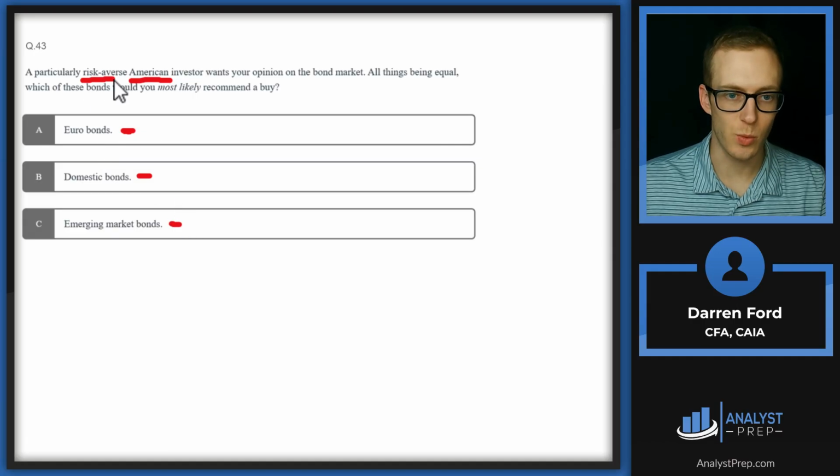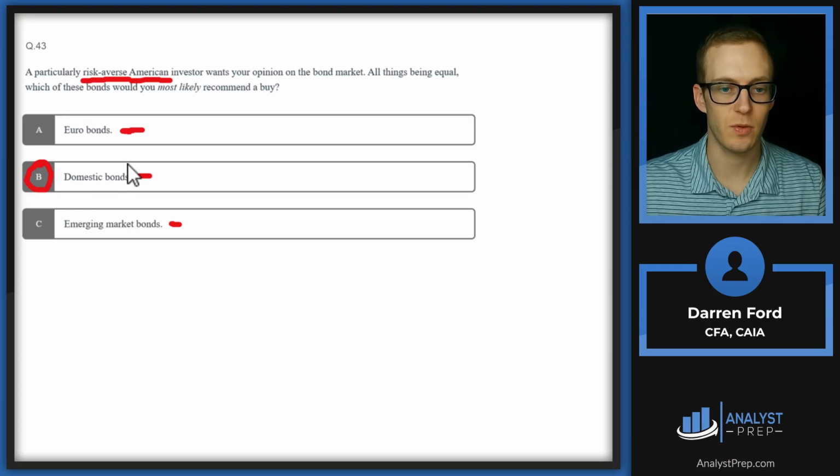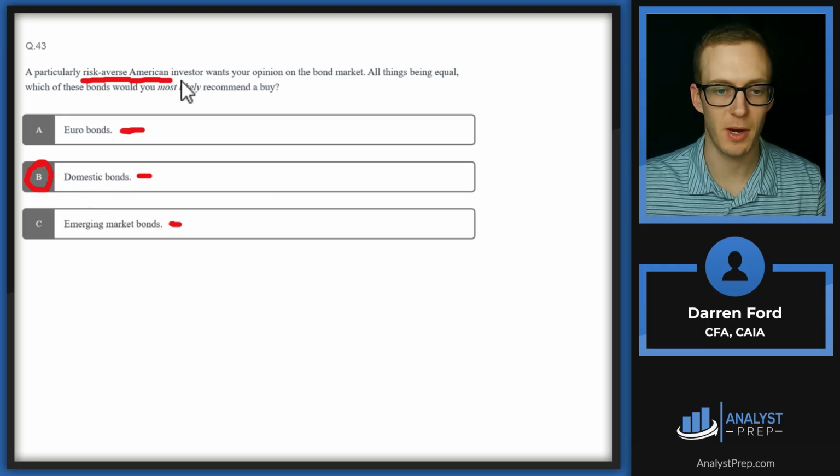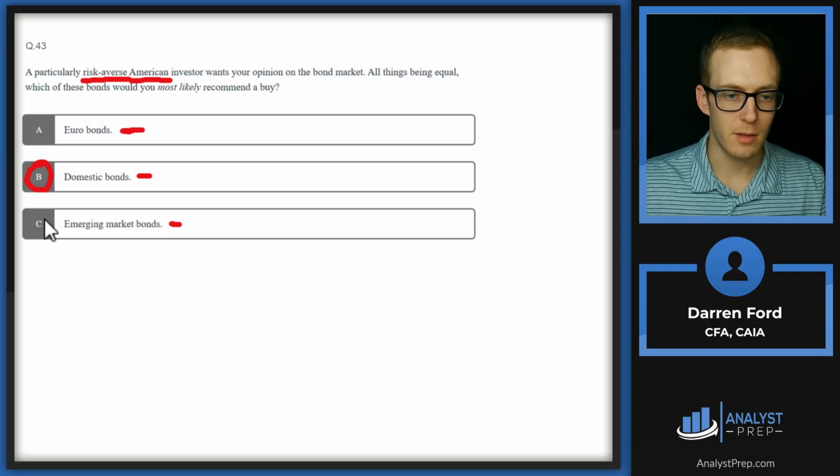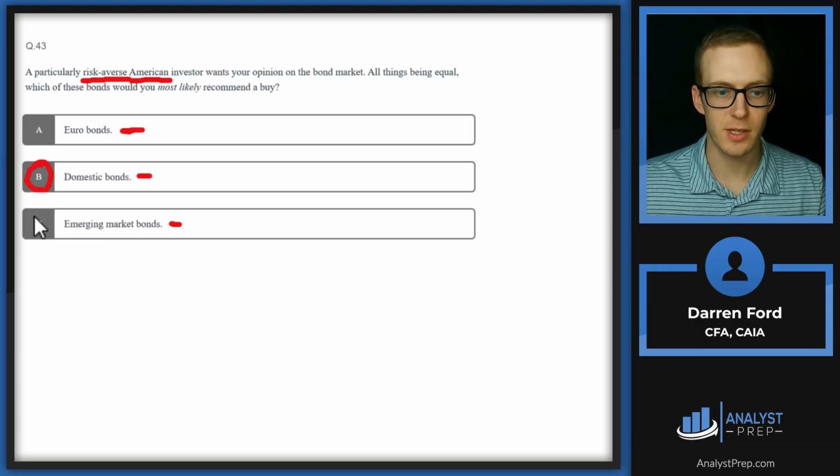So this investor is risk averse, so all things being equal, you'd likely recommend domestic bonds in this case, because one thing that Eurobonds are going to have relative to domestic bonds, even if these are in high quality, low chance of default countries, is that they're going to have some currency risk. So domestic bonds are not going to have that. The cash flows of that bond are going to be in US dollars for this American investor. And similarly, emerging market bonds are also going to have this currency risk and potentially just more credit risk due to them being emerging market countries and not developed countries.